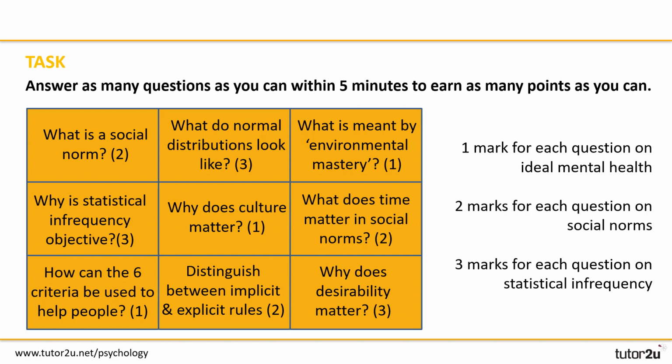Now, this next task is going to assess your learning of ideal mental health and other topics which you may have studied online recently. So the questions in the grid are weighted with marks based on where the topic appeared in this series of Tutor to You online videos for definitions of abnormality. So ideal mental health questions are worth 1 mark because they're the most recent and technically should be the easiest to answer. And statistical and frequency will be worth 3 marks since that was our first online session, and therefore the recall for that will be a little bit tougher.